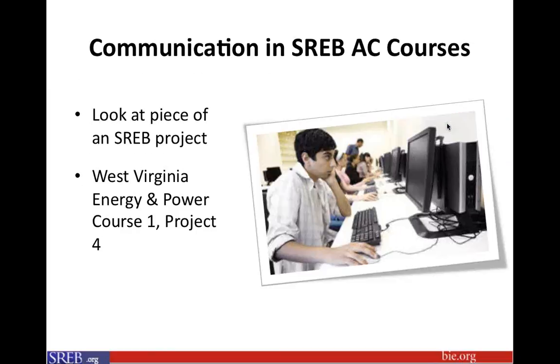If we look specifically at the way that a course has done this in the advanced career courses, let's look at West Virginia's Energy and Power course. This is the first course in that series, and it's the 4th project. Again, students are given a challenge from their boss to design a heat exchanger that can produce a 10 to 20 degree temperature drop in the service water that is used in a business.